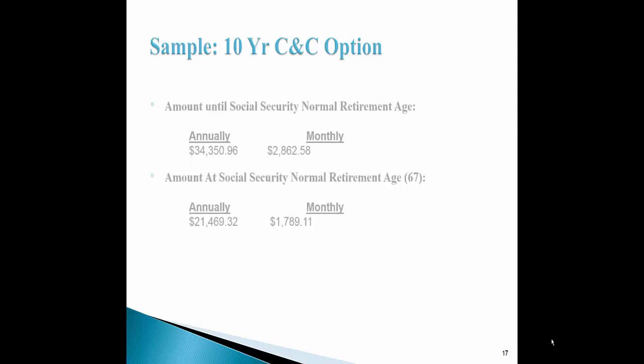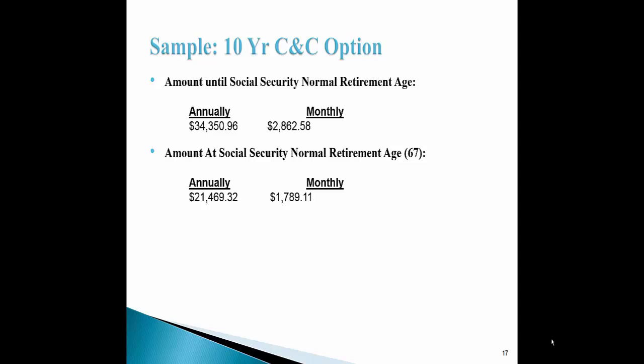Sample 10-year CNC option. This sample shows that the retiree would receive $2,862.58 each month, and at age 67, the benefit would reduce to $1,789.11.